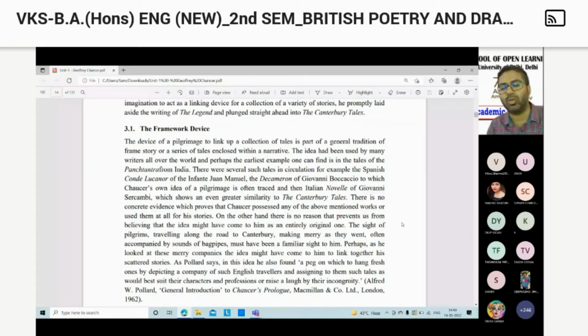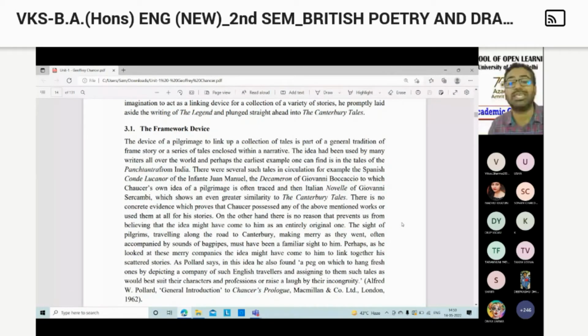There is no concrete evidence which proves that Chaucer possessed any of the above mentioned works or used them at all for his stories. On the other hand, there is no reason that prevents us from believing that the idea might have come to him as an entirely original one. It can be his original idea as well. It can be something that he himself thought about, something that was unique.